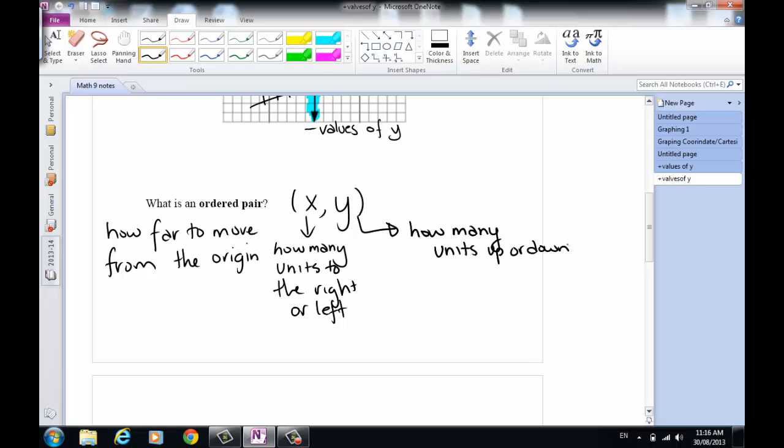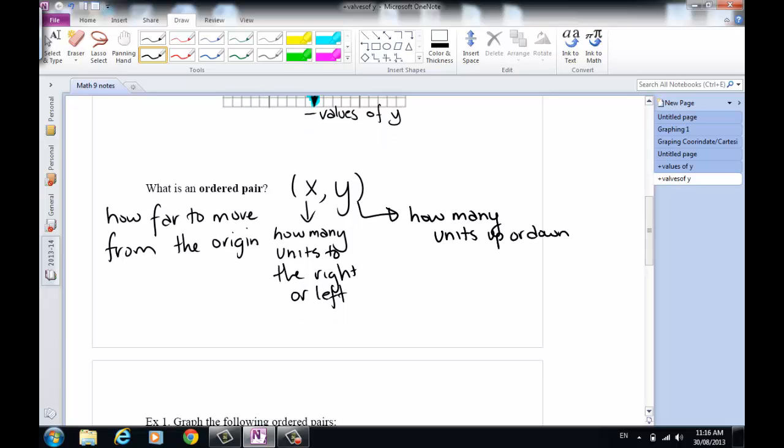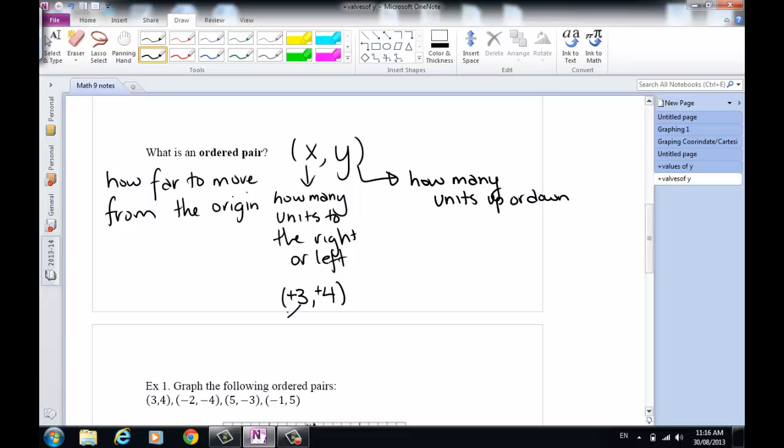It is in alphabetical order. X comes before y, and they're always in that order. It never changes. An example of an ordered pair is, for example, 3, 4. Okay, so they're both positive. Notice that we don't put positives in front of positive values. We put the negatives in front of the negatives, but it's implied that these are both positive. You can put that in there if you'd like. You don't have to.